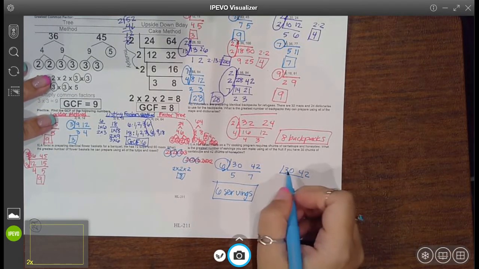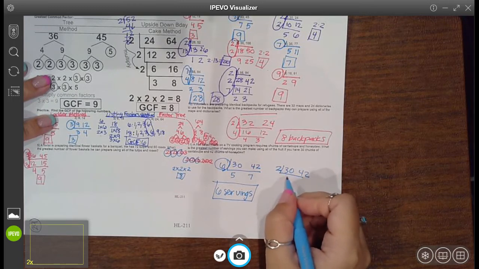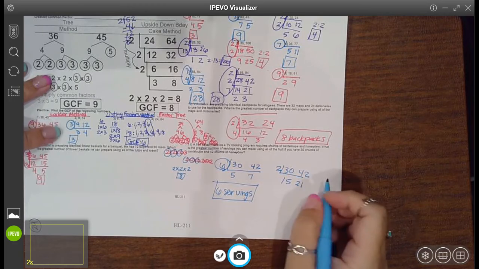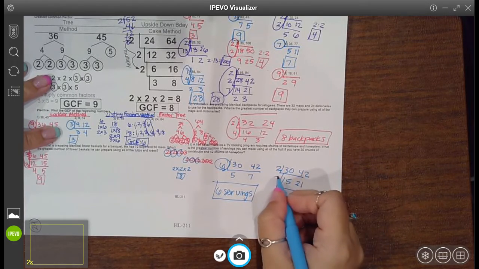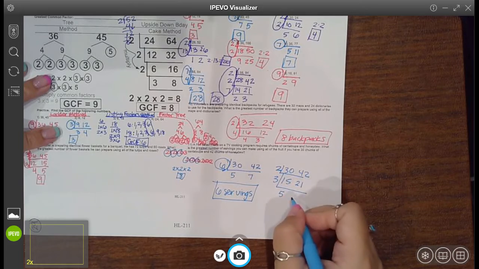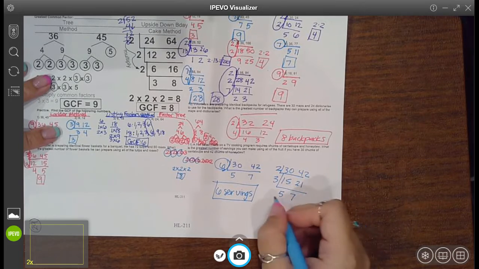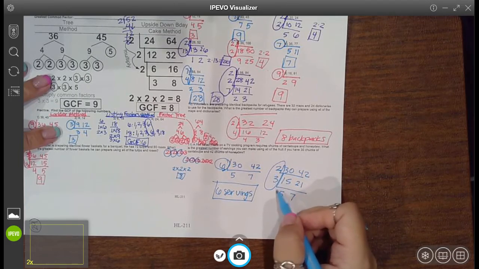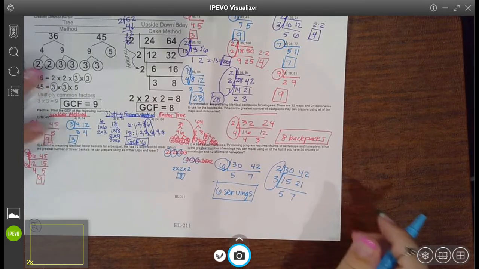There you go. Okay, and again, just a reminder, 30, 42. Your tree could have looked different. You could have started with 2. 2 times what is 30? 15. 2 times what is 42? 21. And then you would have seen 3 can go into both. 3 times what is 15? 5. 3 times what is 21? 7. I can't keep going. So there's my GCF along the side. 2 times 3, which is 6.